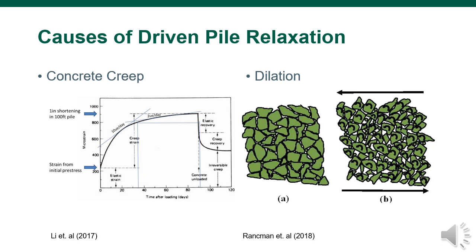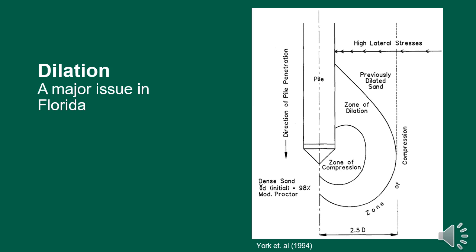Now, the other mechanism is dilation. During the driving process, all the soil particles get sheared, and they get pushed out of place. So it artificially increases the pile capacity, but as you let time pass, it falls back into a more natural state, which reduces the pile's capacity. And this is the biggest issue we have in terms of relaxation in the state, that we have a lot of dense sands that can shear pretty easily.